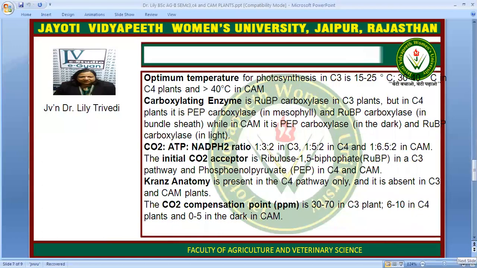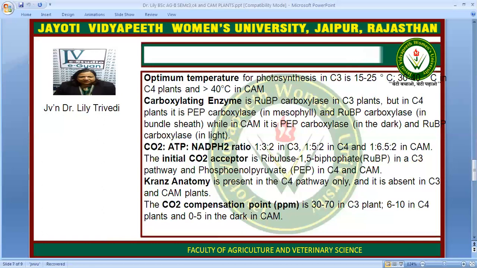Now the optimum temperature for photosynthesis is 15 to 25 degrees centigrade in C3 plants, 30 to 40 degrees centigrade in C4 plants, and above 40 degrees centigrade in CAM plants. The carboxylating enzyme is RuBP carboxylase in C3 plants; PEP carboxylase in the mesophyll and RuBP carboxylase in bundle sheath in the C4 plants; while PEP carboxylase in the dark and RuBP carboxylase in light in the CAM plants.